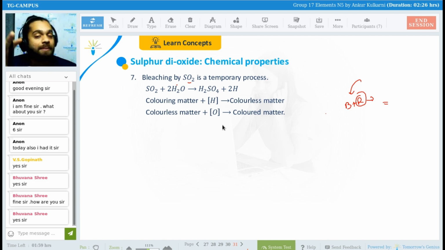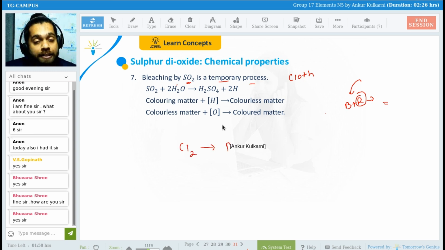So same is the bleaching process over here. What happens, you know, why that color, whenever you bleach, why does a color go away? This we use for cloth and everything. Okay. And bleaching by SO2 is a temporary process, while chlorine, we will learn in the halogens, it is a permanent process. Why? I'll explain to you. So over here what happens, you know, this coloring matter.